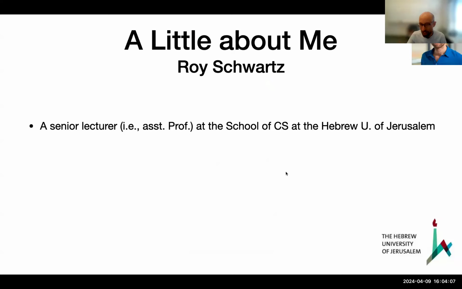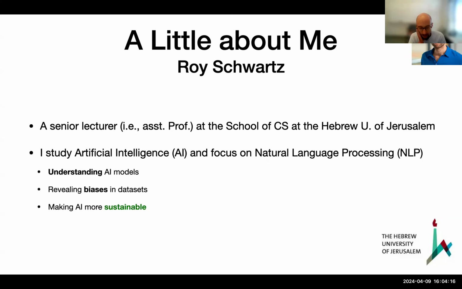Just a couple of words about myself before I get started. As Pablo said, I'm a senior lecturer at the School of Computer Science at the Hebrew University of Jerusalem. I study mainly artificial intelligence, with a focus on NLP. In particular, I'm interested in understanding AI models, revealing their biases and making them more sustainable. I will mostly focus on the third topic today, but we have a lot of time, so if you're interested in other topics, I'm happy to chat about them. In general, feel free to jump in and ask questions if anything comes up. I won't see you, so either raise your hands or say something, because I can only see one person. But I'm really happy for questions along the way.